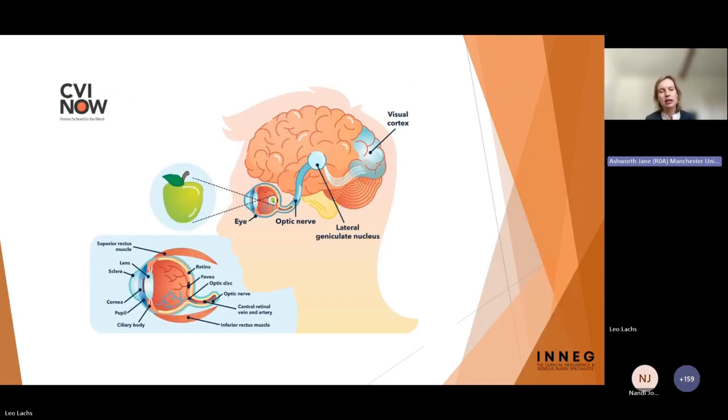So this is just an image taken from the CVI Now website, and it shows the eye and the connections of the eye to the brain through the optic nerve, the optic pathways with the lateral nucleus, and then the optic radiations taking the nerve signals from the eye to the brain to the visual cortex, which is the occipital region at the back of the brain. And from there on, there are other areas of the brain, such as the parietal and temporal cortex, which are also involved in visual processing.